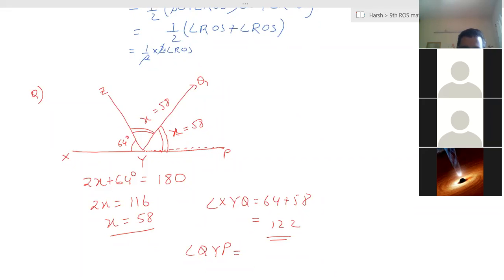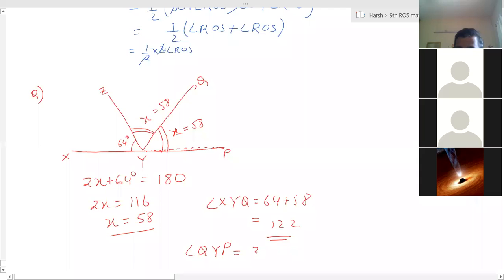Sir, a reflex angle is such an angle which is more than a straight angle but less than a complete angle. Means more than 180 degree and less than 360 degree. So what is the value here? Reflex angle XYP? Sir, here it is 302 degree. It will be 302.